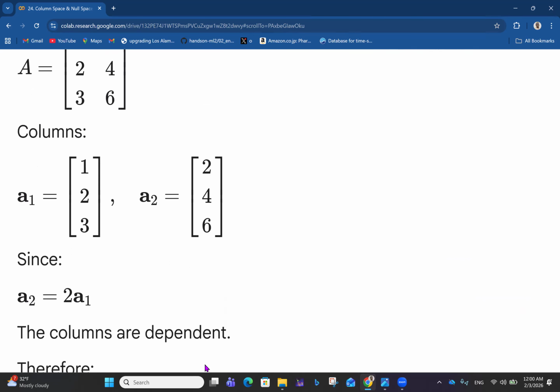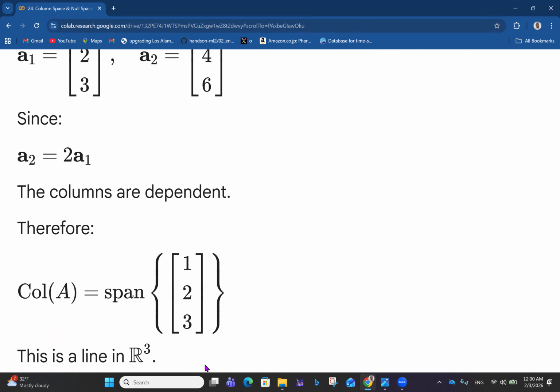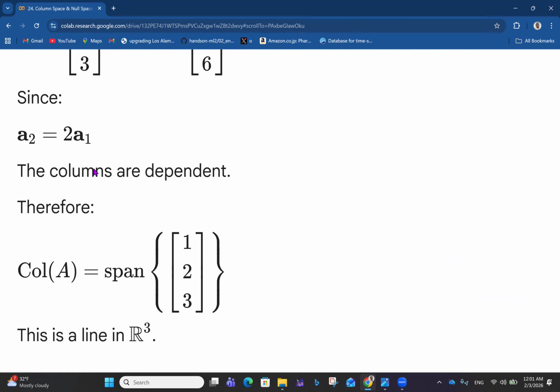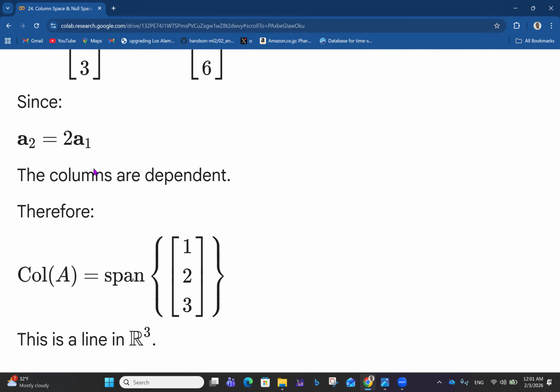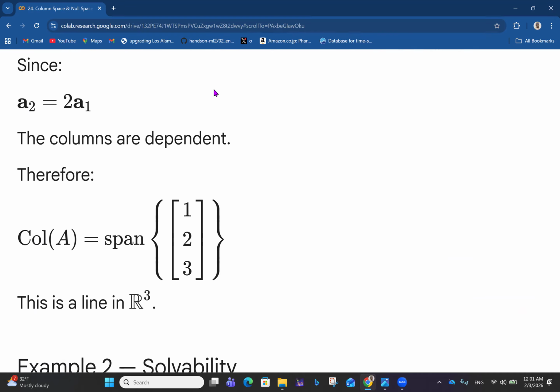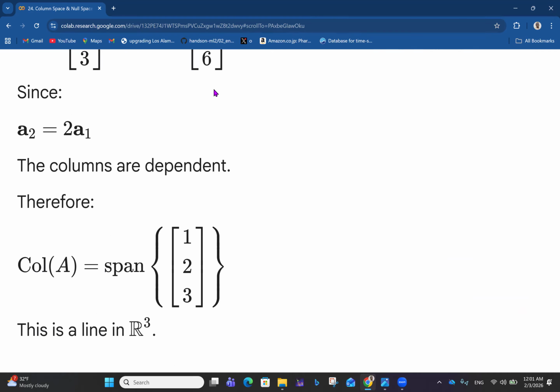And you can see, since A2 is equal to 2A1, that is, the second column is twice the first column, 1 2 3 and 2 4 6, the columns are dependent. That's what that means. Therefore, we can say that the column space of A is simply the span of the most basic column, which is 1 2 3. So it means that 2 4 6 is not adding any new information to the column space, and this will simply be a line in the three-dimensional real number system.